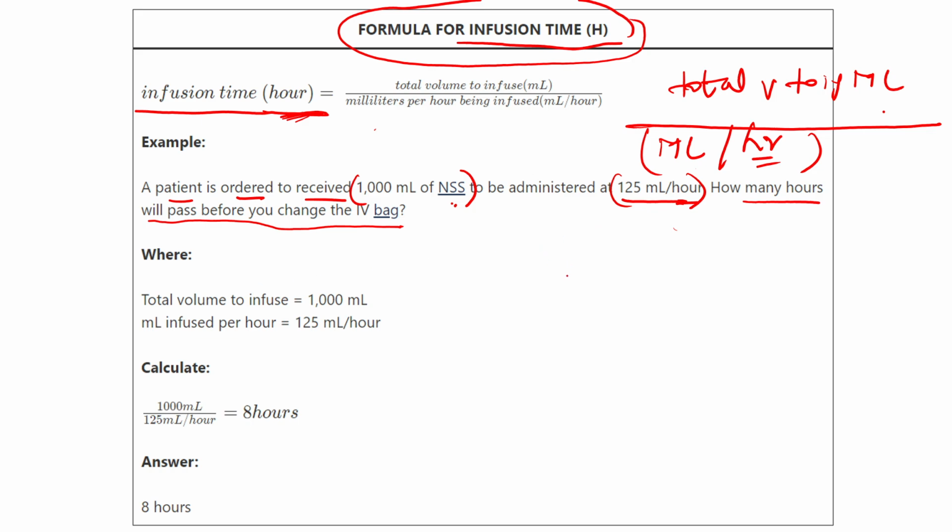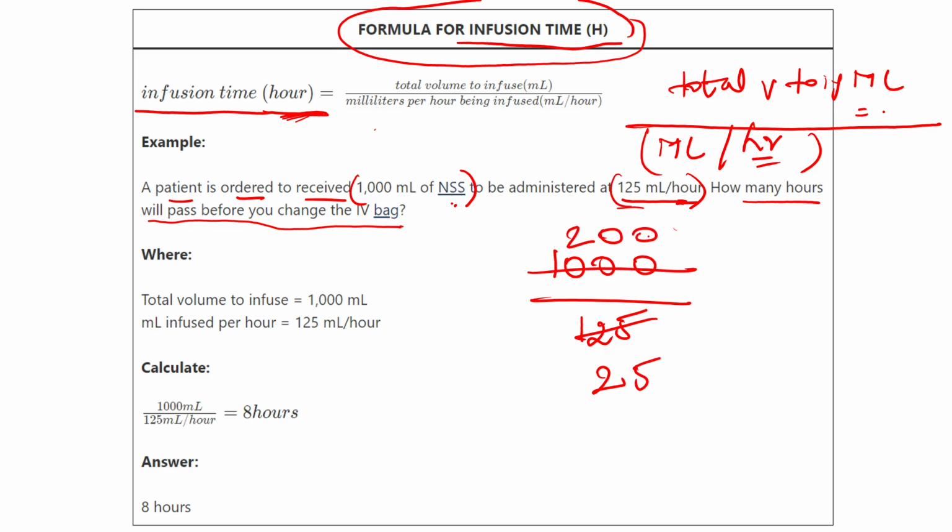So total volume to infuse is how much? According to this formula, total volume is 1000, right? And the ml per hour they have already given, that is 125. So we can cancel using the 5 table. 5 2s are 10, 5 5s are 25, 5 0s are 0, 5 4s are 20, 5 8s are 40. So the answer will be 8 hours.